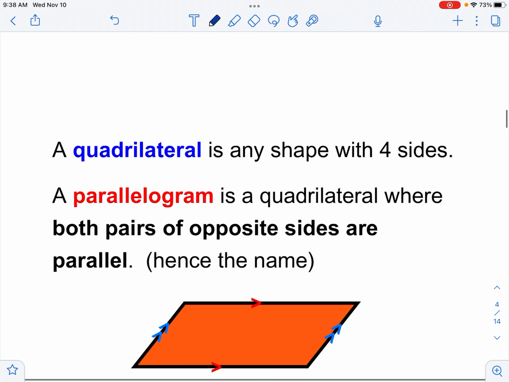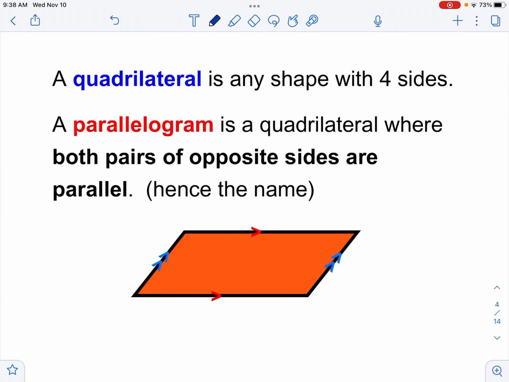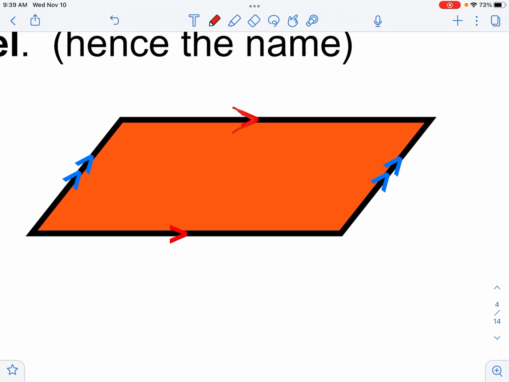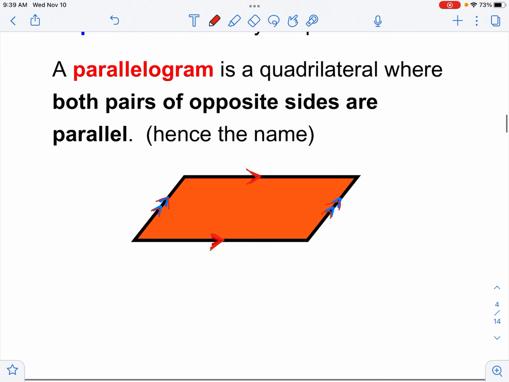All right. Next it says the definitions of words that we need to know for this chapter. First one is a quadrilateral. A quadrilateral is any shape with 4 sides. A parallelogram is a quadrilateral because it has 4 sides, but it's a little bit more special. It's special because both pairs of opposite sides are parallel, hence the name. So a parallelogram is called a parallelogram because it has 2 pairs of parallel sides. The opposite sides are parallel. These 2 sides are parallel, and then these 2 sides are parallel. Parallelogram.